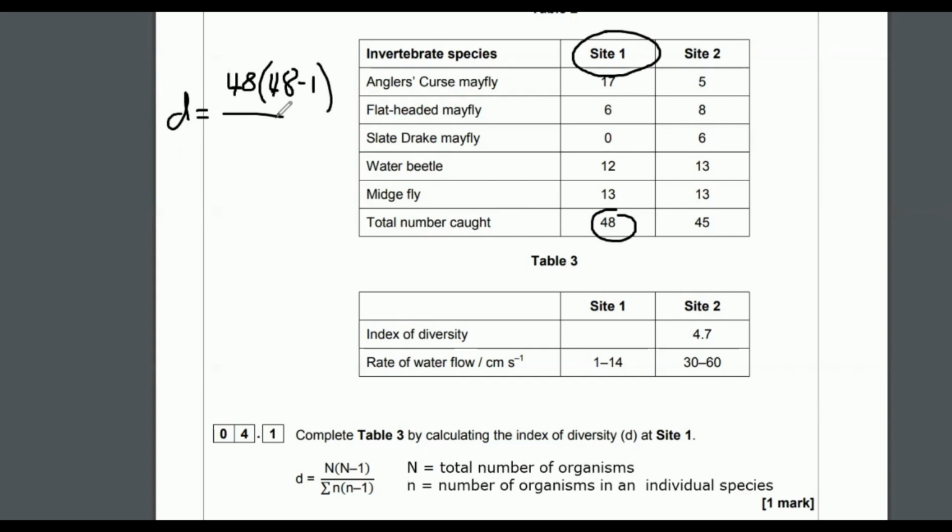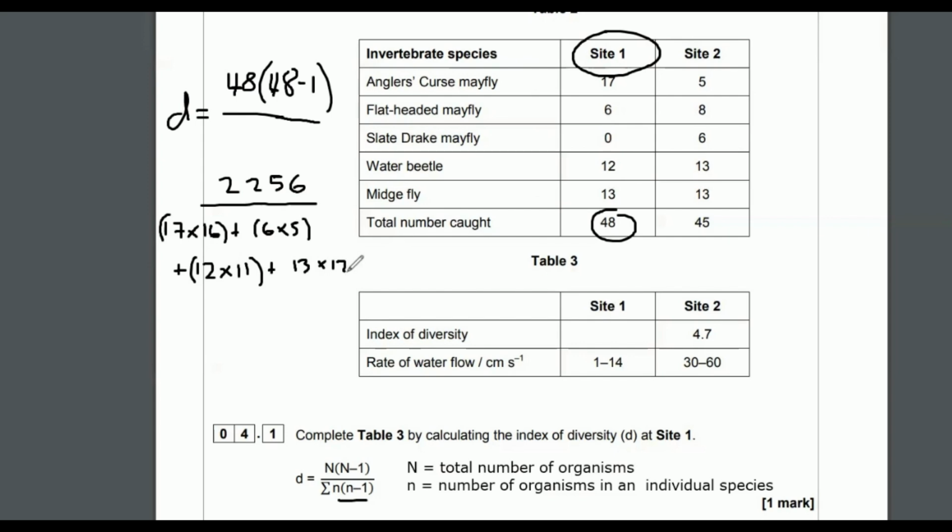Okay, so D equals 48 multiplied by 48 minus 1. So essentially we're doing 48 times 47, and that equals 2,256. Now we need to do n times n minus 1. So we've got to do site 1, 17 times 16, which is n minus 1. And then we've got to add that to 6 times 5, because we're doing 6 times 6 minus 1. And then 12 times 11 and 13 times 12. We don't need to use the 0.